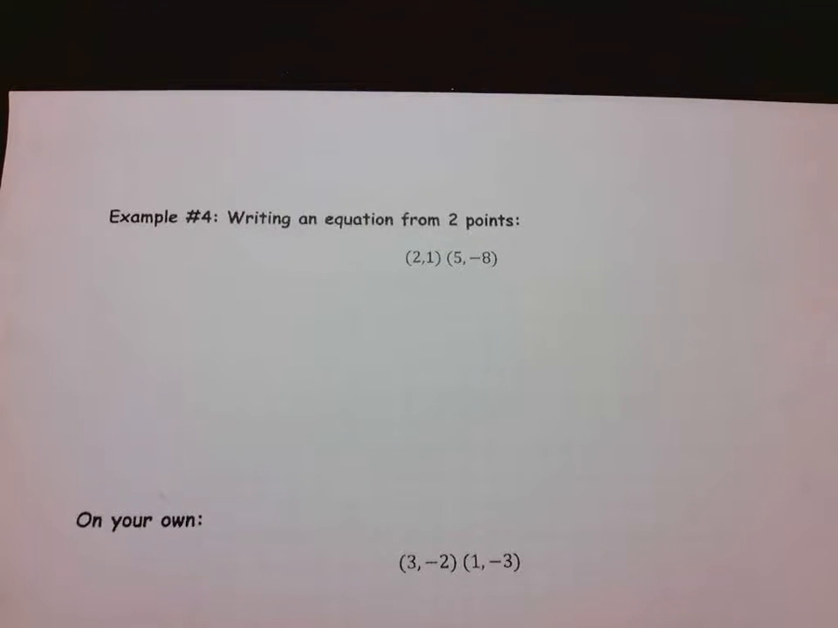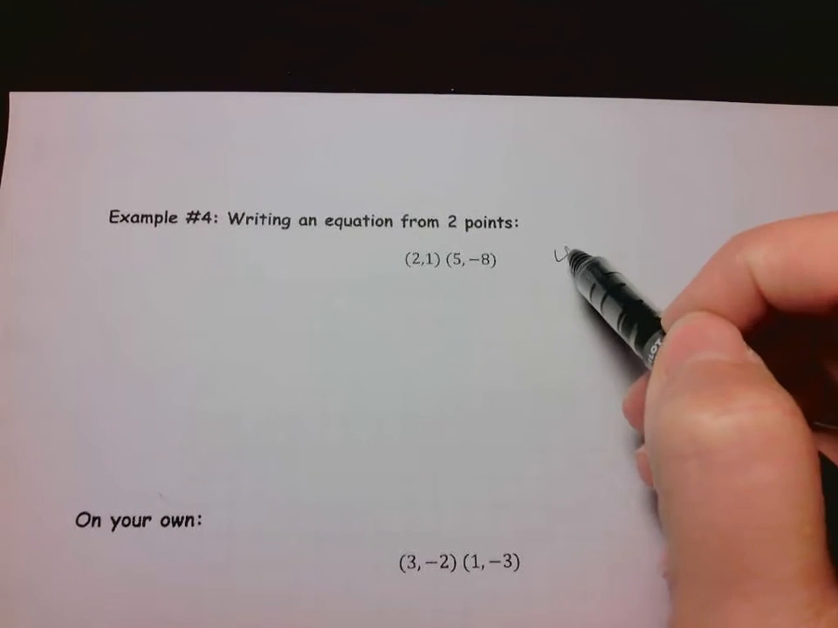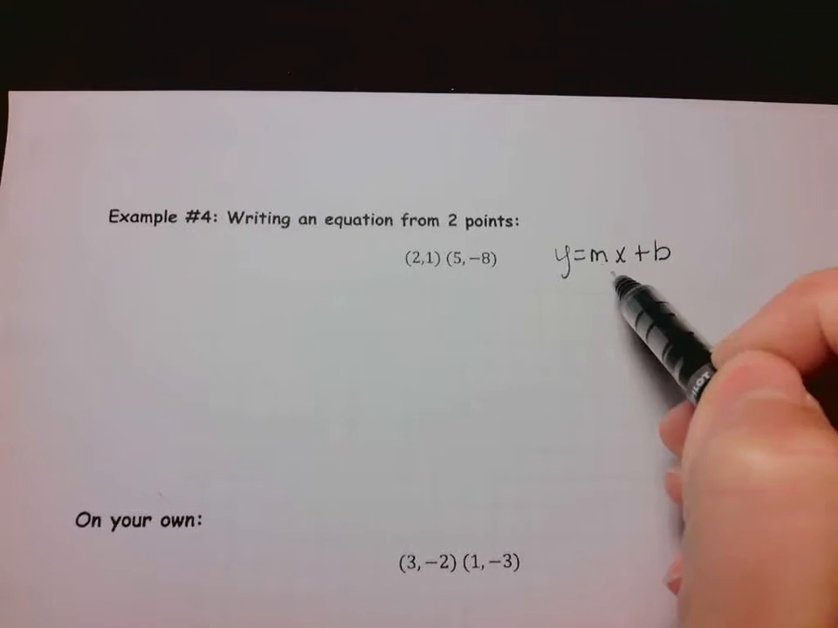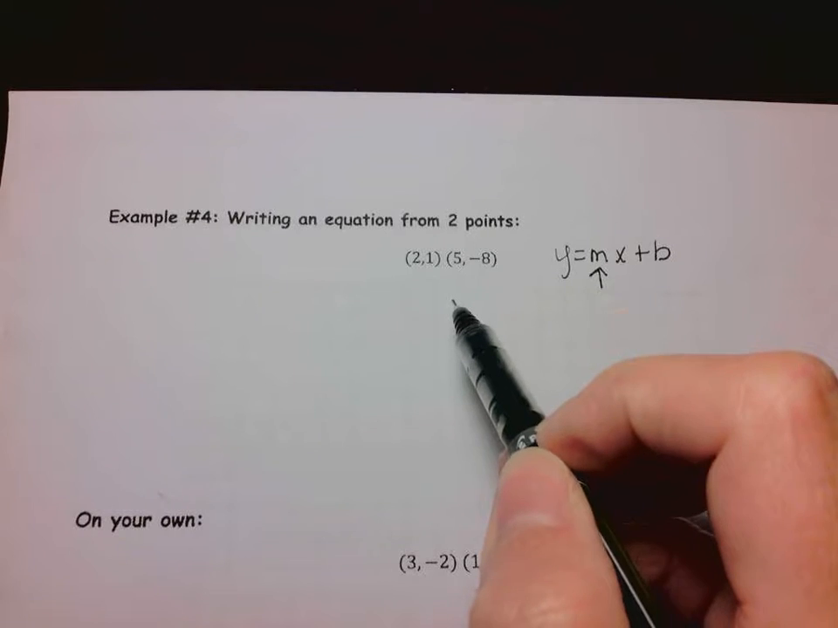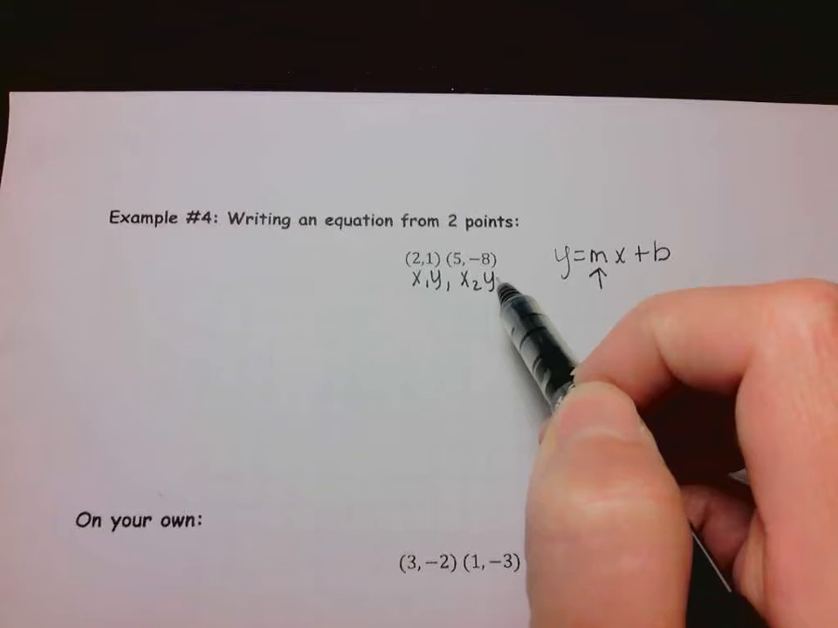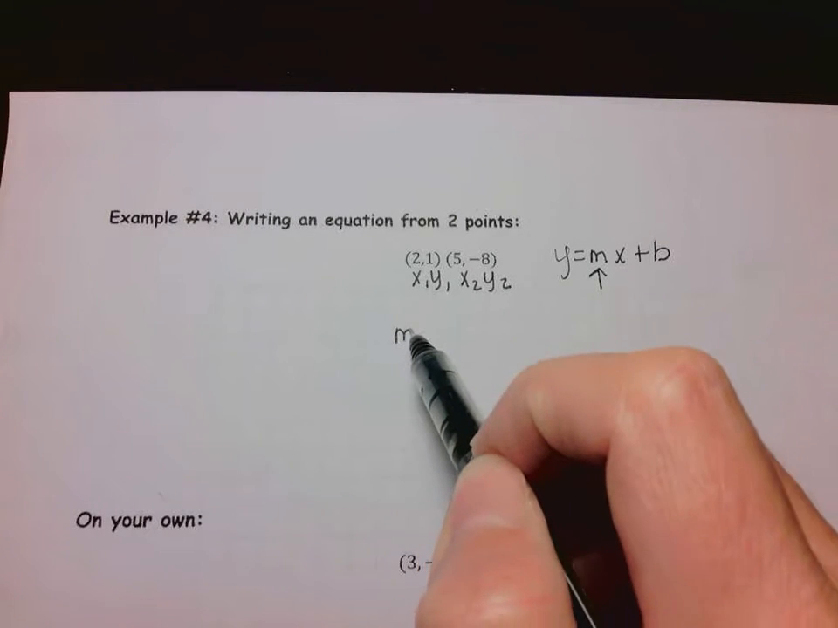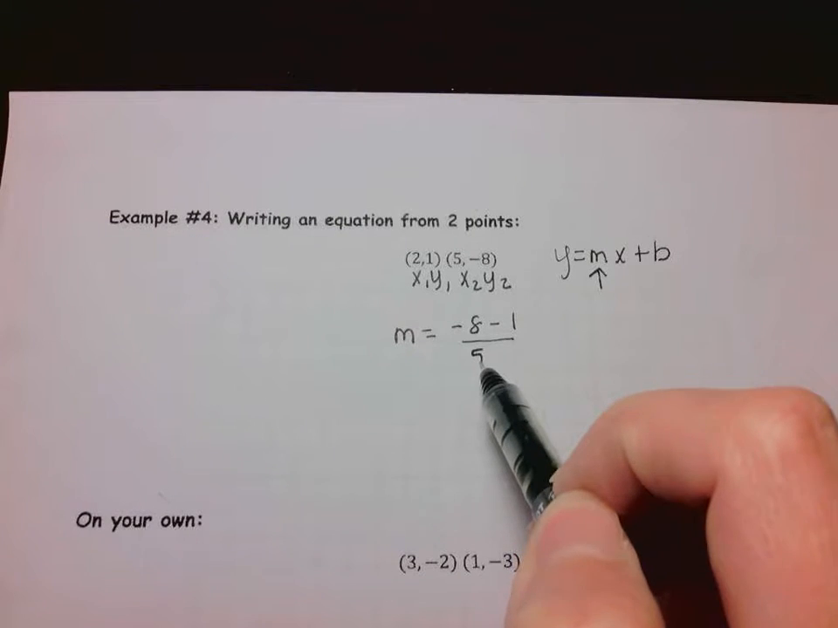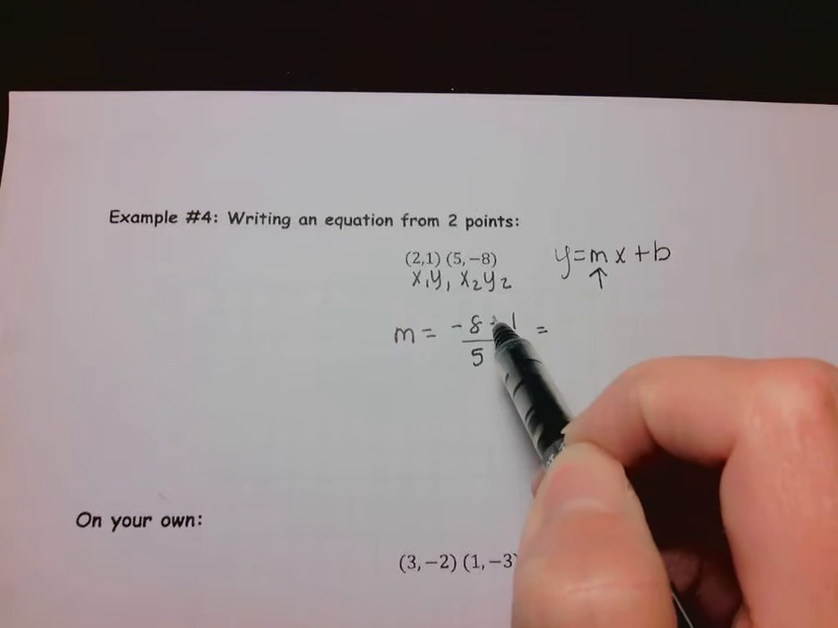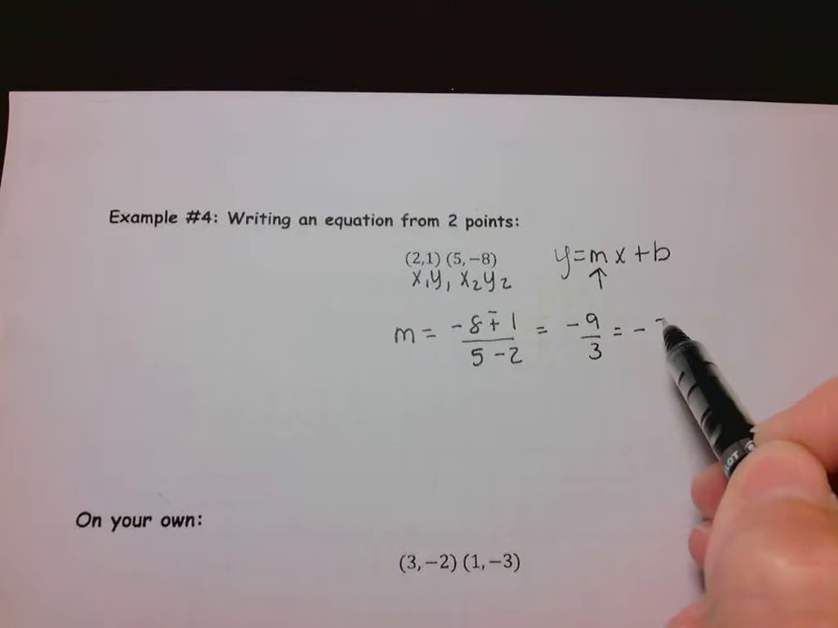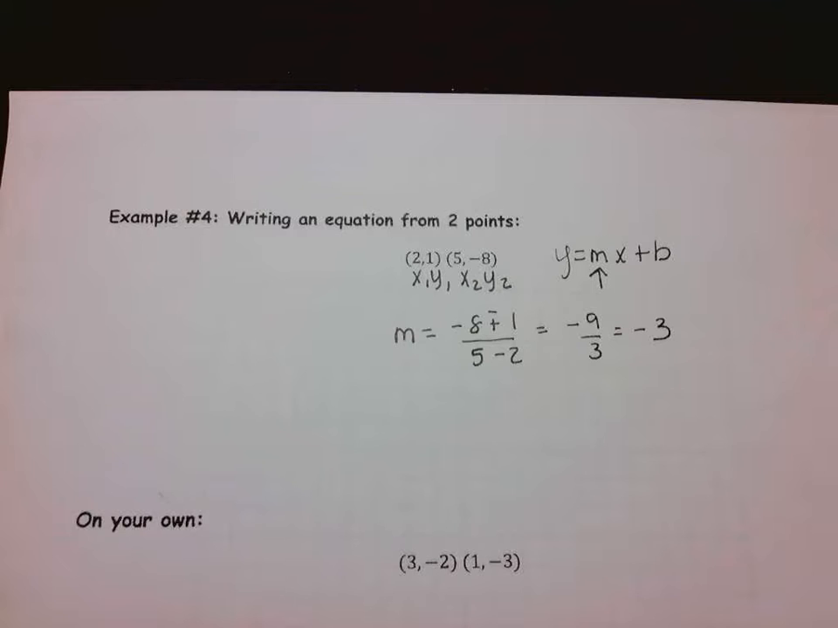Now we're going to write an equation from 2 points. So the first thing I need to do is I need to find my slope. So I take these 2 points, I label them just like we did the other day, and I have to find my slope. Do the keep, change, change so you don't make a math error. And so my slope is -3.